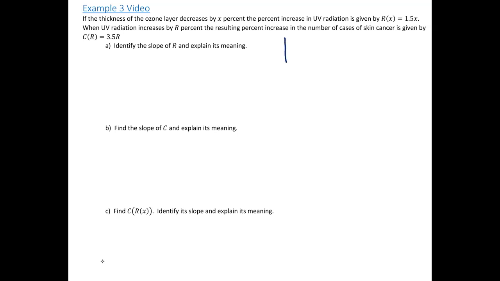So you'll see me do this a lot in problems just to help me keep track of what variables are on what axis and those relationships. So our first function is r of x. So r is a function of x, and x is the percent decrease in the thickness of the ozone layer. This is just my scratch work. It doesn't have to be pretty. You can abbreviate. That's fine. It's just a reference. And r is the resulting percent increase in UV radiation. So this is a percent increase in radiation.